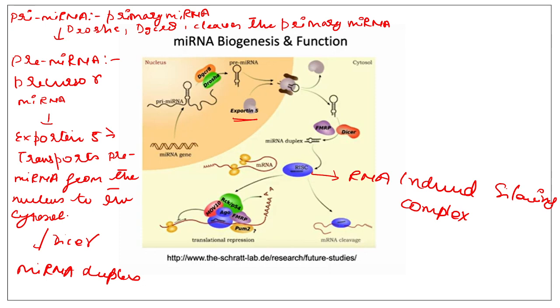And the function can be translational repression or mRNA cleavage. What can be the function? Function can either be translational repression or the cleavage of mRNA. Translational repression means that mRNA is formed, but the translation process is repressed. So there would not be any translation, but mRNA has formed. And mRNA cleavage means that at the mRNA level only, the mRNA is cleaved. So there is no possibility of going up to translation. So they are two different mechanisms by which this miRNA can function.